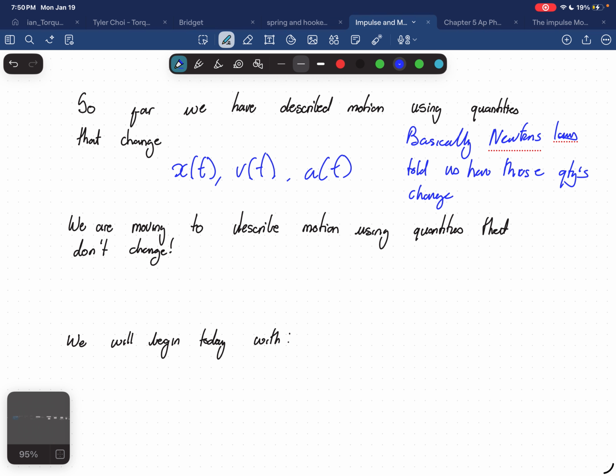So now we're moving to describe motion using quantities that don't change. We're going to use quantities that don't change, and these quantities have a special name. These quantities are called conserved quantities. So examples of conserved quantities that we'll see are momentum, energy, mass to an extent, and so forth.